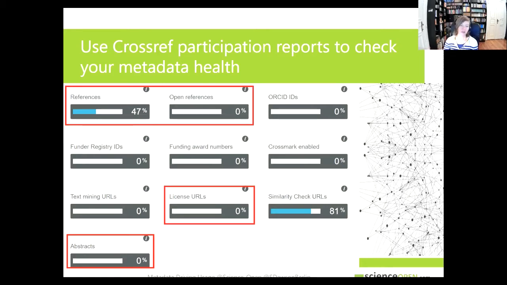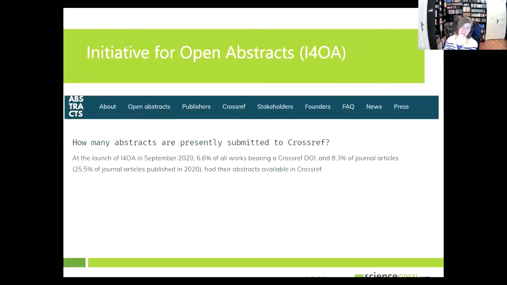You can see here, these are all the fields that publishers can fill out. This is an example where a publisher had 47% of their records with references, which is great, but none of them were open. They didn't deposit ORCID IDs or license URLs or abstracts. So definitely some work can still be done there.